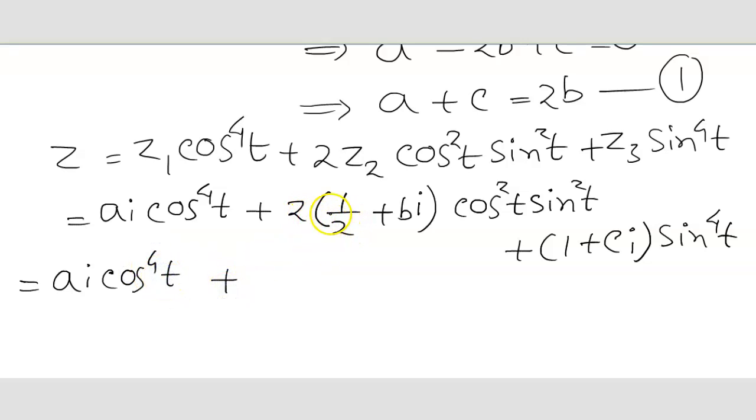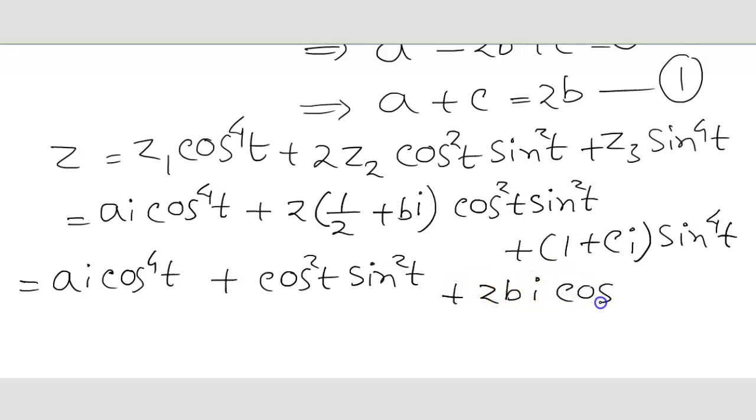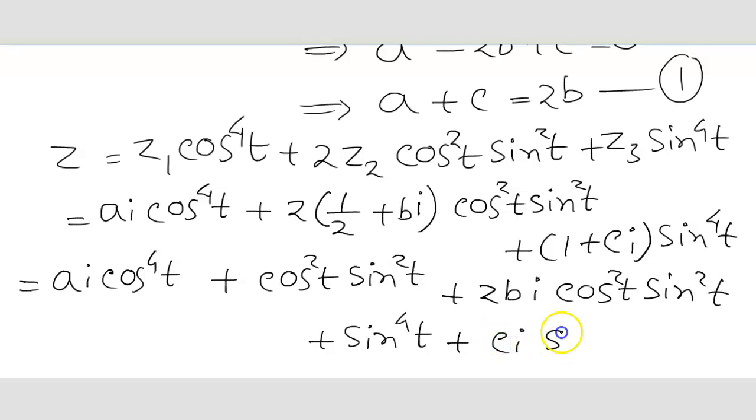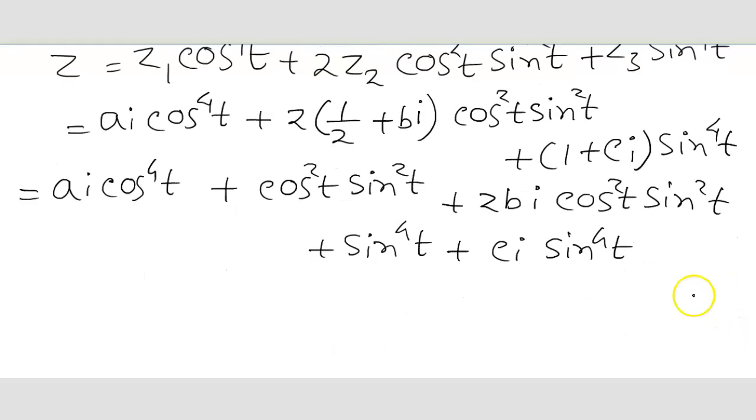See, 2.5, it will become 1. There is the cos²t sin²t part, and this becomes 2bi cos²t sin²t. This becomes a sin 4t, ci sin⁴t. I hope I made it correct.